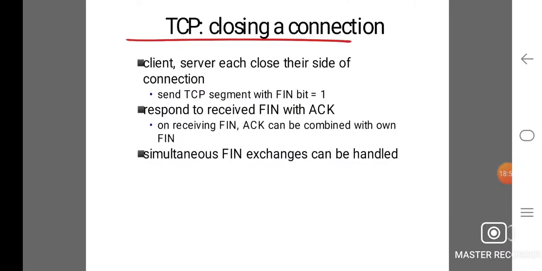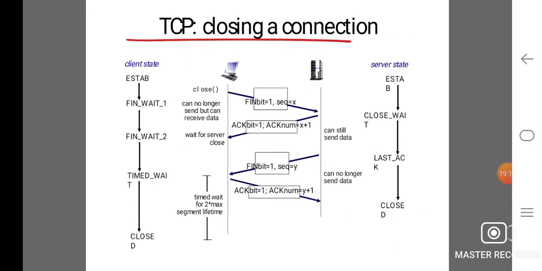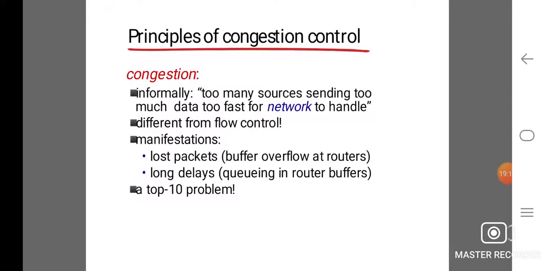TCP closing a connection: client and server each close their side of the connection. Send a TCP segment with FIN bit equal to 1, and respond to the received FIN with an acknowledgement. On receiving FIN, the acknowledgement can be combined with its own FIN. Simultaneous FIN exchanges can be handled. TCP closing a connection from the client side to the server side.